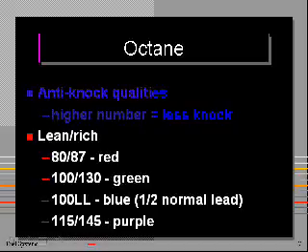Of course, everybody who's flying little airplanes knows 100/130 is green, and it's got 4 cubic centimeters, or 4 milliliters, of tetraethyl lead in it. 100 octane low lead, or 100LL, has blue dye in it. It's got 2 milliliters, or 2 cc's, of tetraethyl lead per gallon. That's half of what 100 octane used to have.